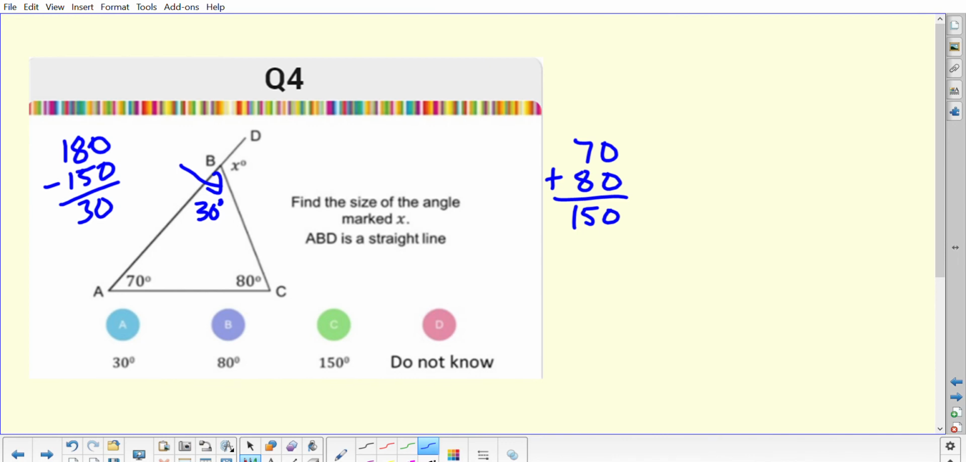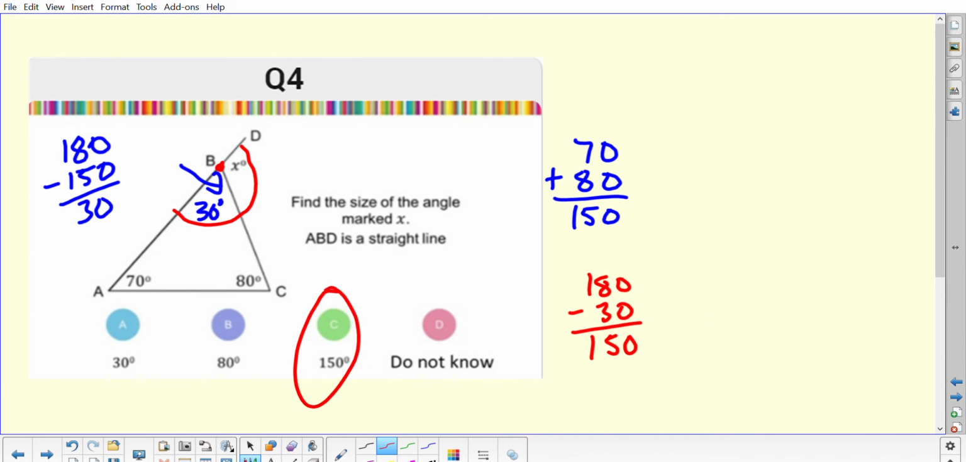Once you've got that one worked out, you are then using the fact that 30 and the x are fitted together to make a straight angle here. So if you do 180 take away the 30, you of course get 150. That tells you what angle x needs to be equal to. And that would have been answer C.